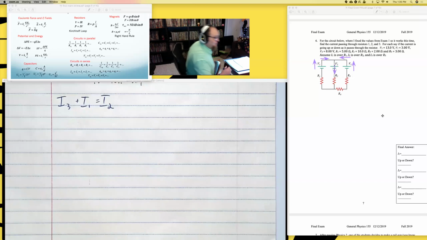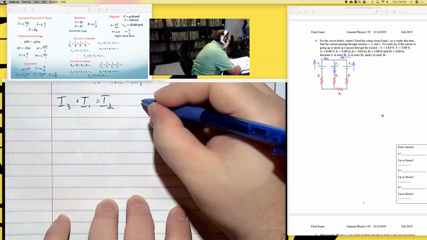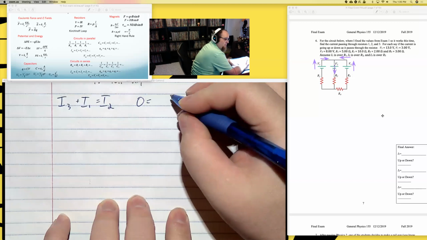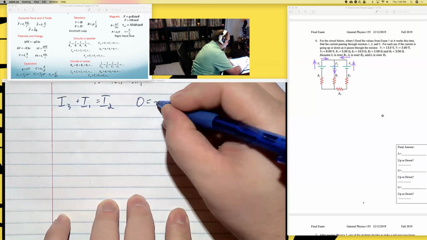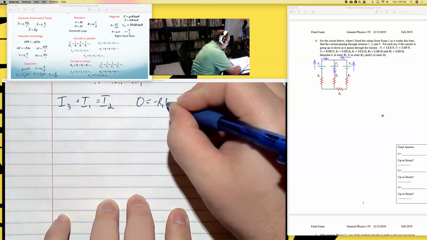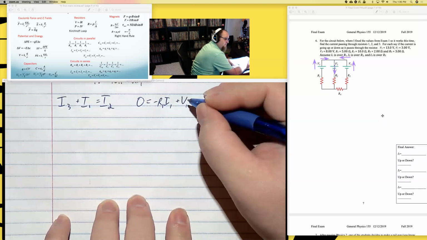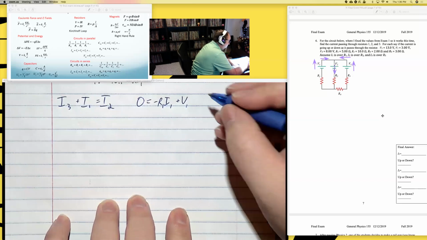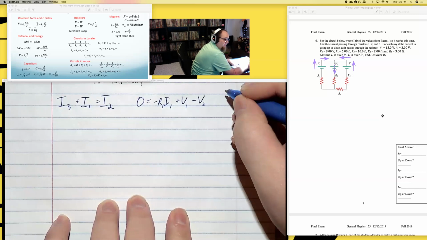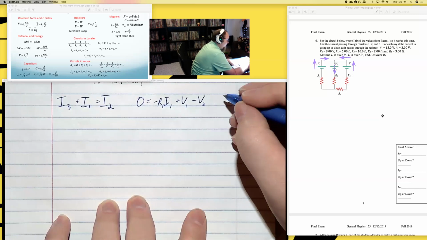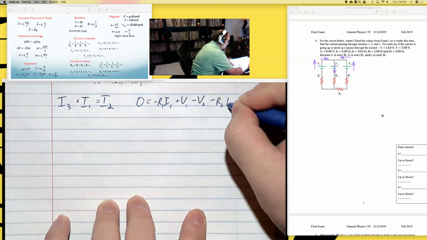I did the left loop last time, where I went up through R1, through V1, down through V2, through R2. That loop, sum of loop is always 0, will be up through R1, through V1, and I'm with it, so it's positive. Down V2, but I'm going backwards on V2, so I have to subtract it. And then through R2, and I'm still in the direction of my current.